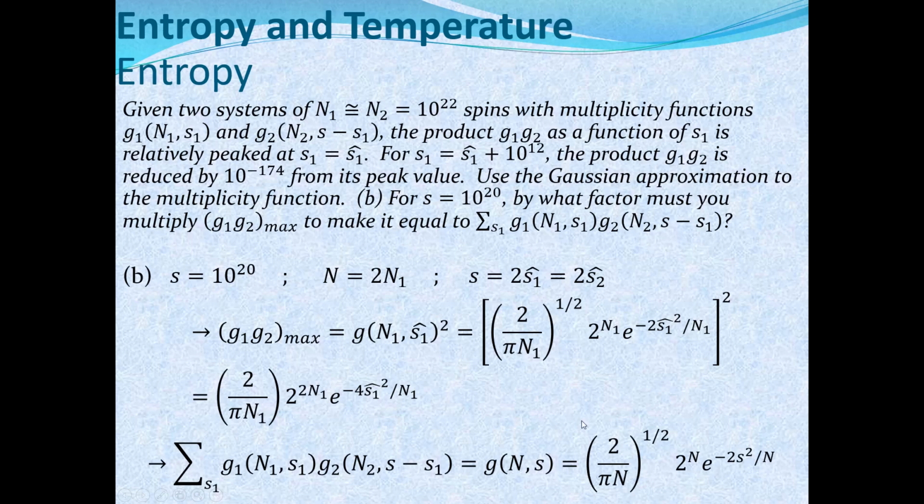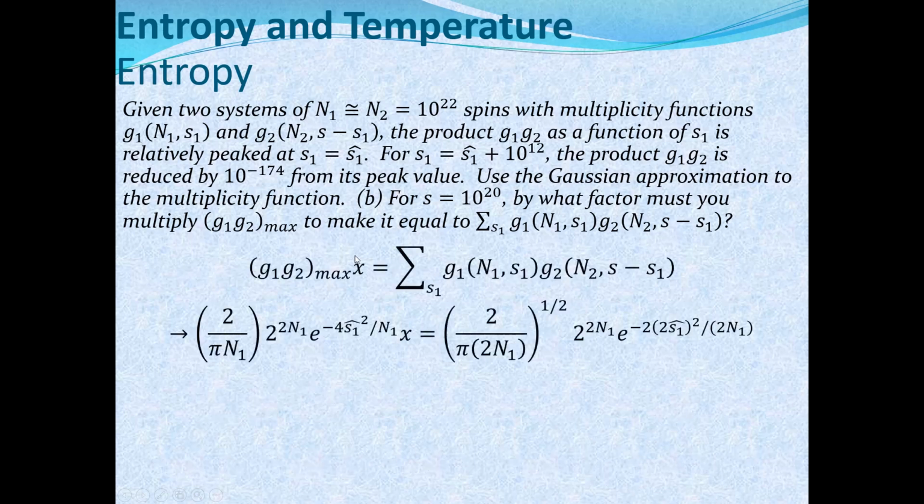We know that the Gaussian approximation, which they actually say that we can use, is given by this. So we need to figure out what we have to multiply this most probable configuration for the number of available states by in order to get the total available states. So we just say that this most probable configuration is going to be multiplied by some variable x, and we're going to set it equal to this term. And then we'll just solve for x, plugging in what we have.